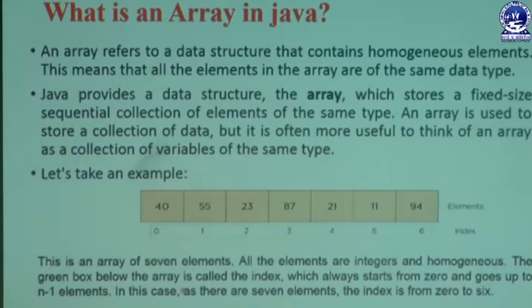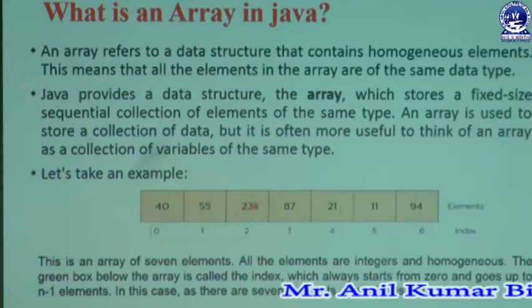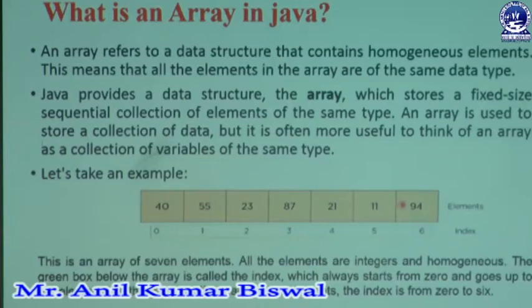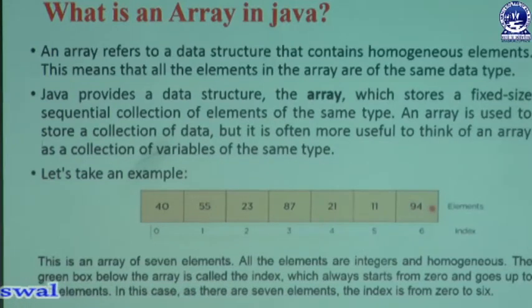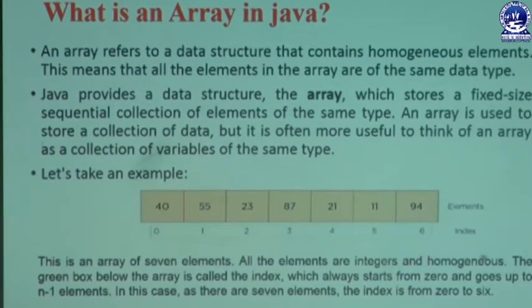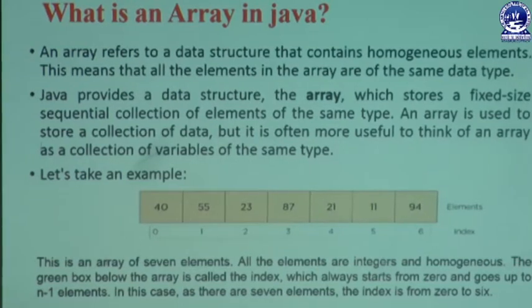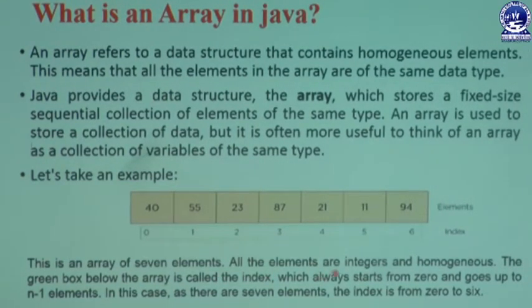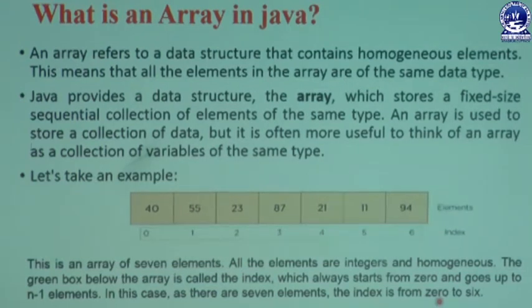Here we can focus on the pointers 0, 1, 2, 3, 4, 5, 6. These 7 numbers are known as the index of an array. Similarly, the elements 40, 55, 23, 87, 21, 11, 94 are the specific elements of the array. All the elements are integers and homogeneous. The green box below the array is called the index, which always starts from 0 and goes up to n minus 1. So in this case, as there are 7 elements, the index is from 0 to 6.